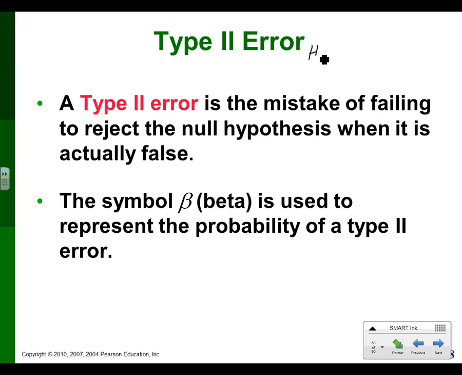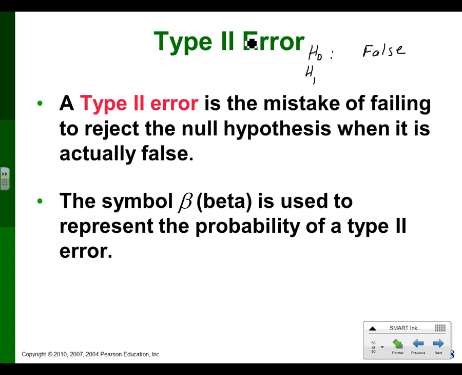Here's a type 2 error. Watch first. The type 2 error is a mistake of failing to reject a null when it's actually false. Okay? That means I'm not rejecting anything and the null is actually false. Okay? Example of that, mistake of failing to reject the null when it's actually false.